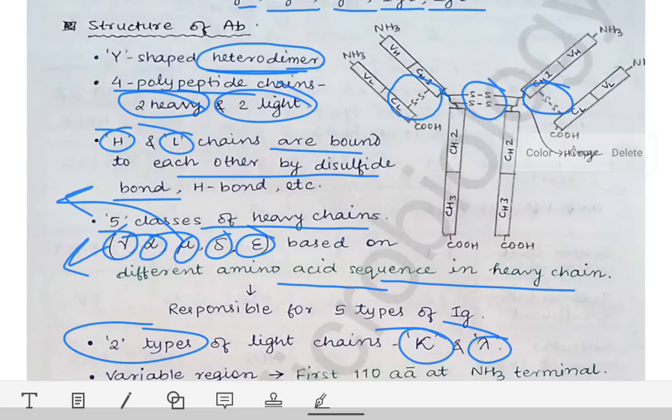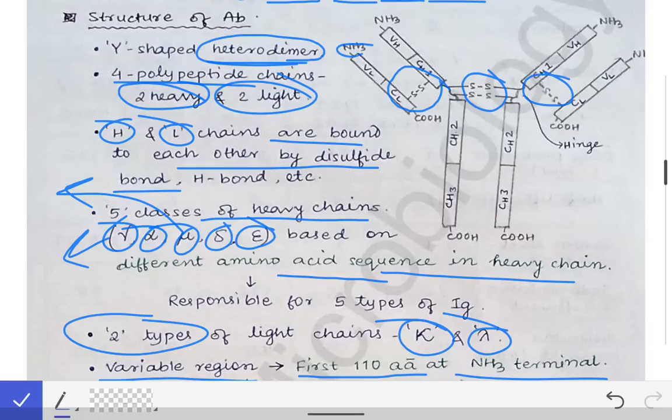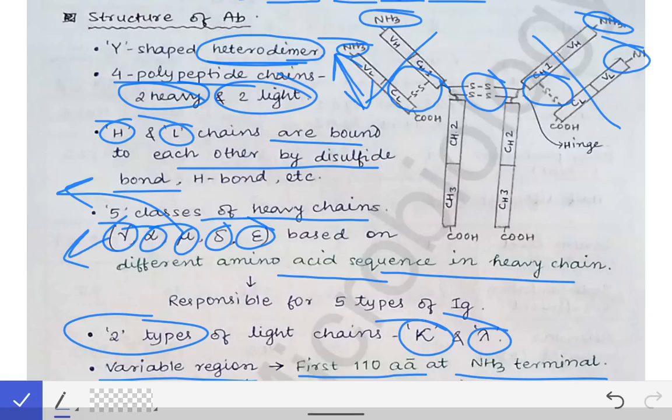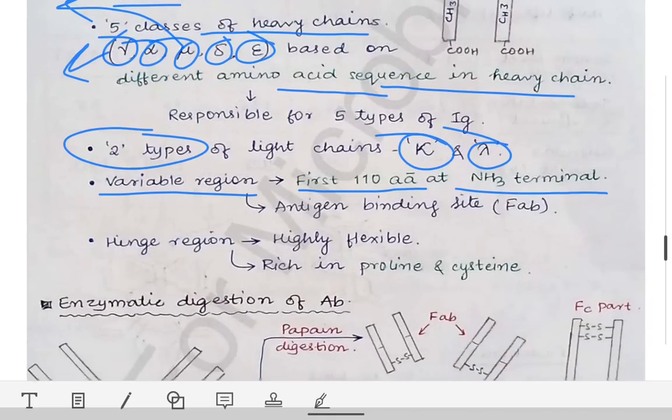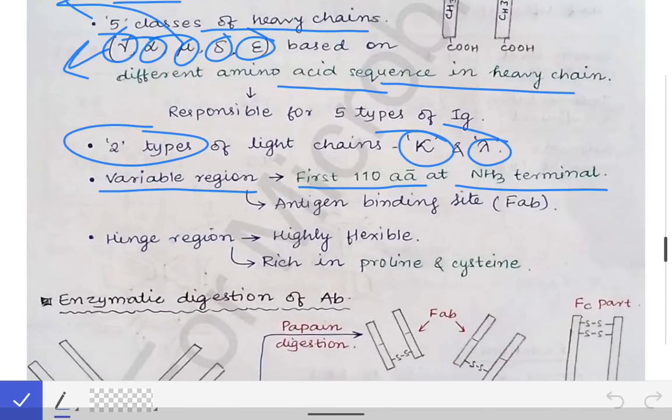See here, this is our amino terminal. This is the amino terminal of the heavy chain, and this is the amino terminal of the light chain. This region consists of 110 amino acids, and here also this region consists of 110 amino acids, in both the light chains and the heavy chains, and that makes up the variable region of the antibodies. That variable region is for the binding of the antigens, hence that portion is also called the antibody binding fragment, or Fab.